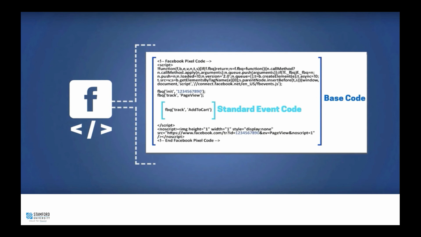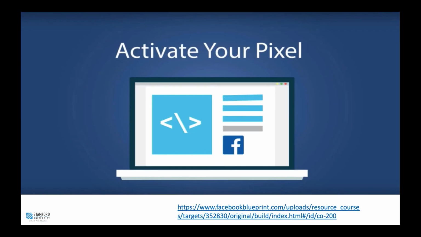To place the pixel on the site, you just need to install the base code. Here's an example of the base code. You can get this code directly from Facebook Business Manager. Copy it, and then your web developer can just place it into the site. It should be placed on every single page. To learn how to activate the pixel, click on this URL here. There are a lot of great online tools that can also help you understand how to install the pixel.